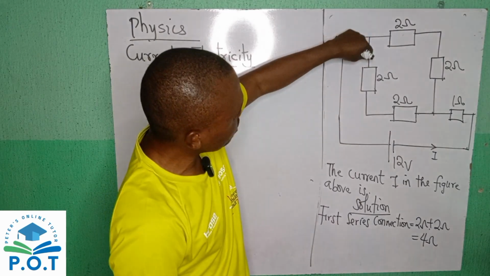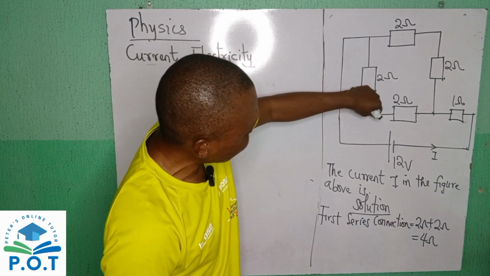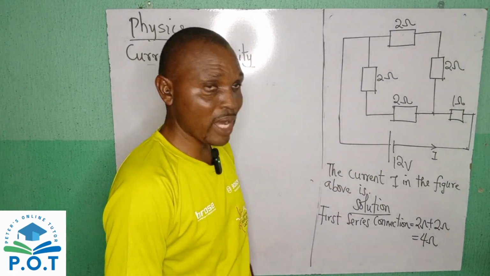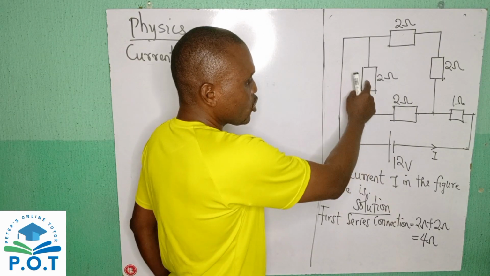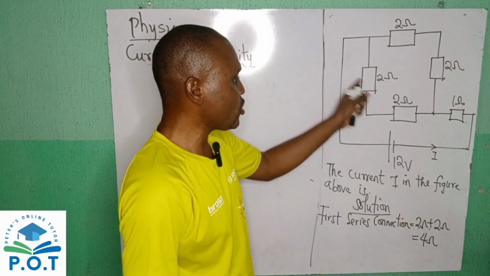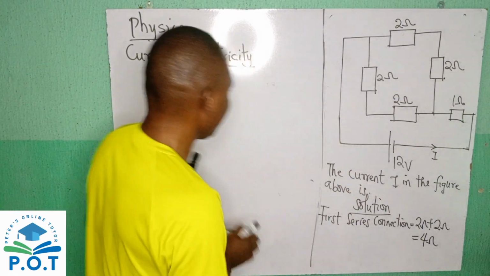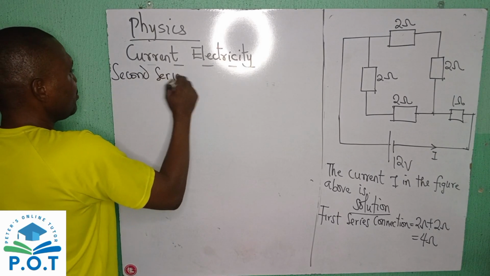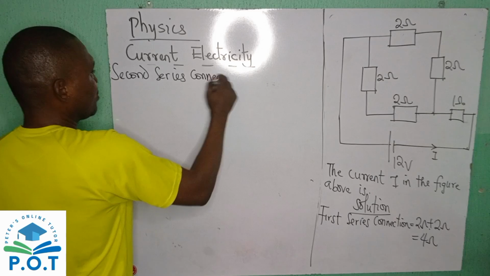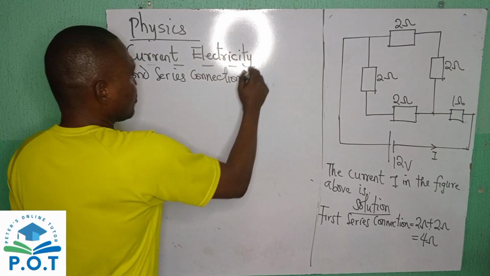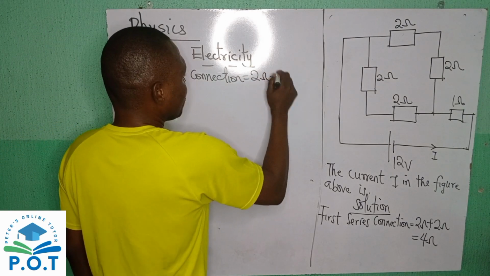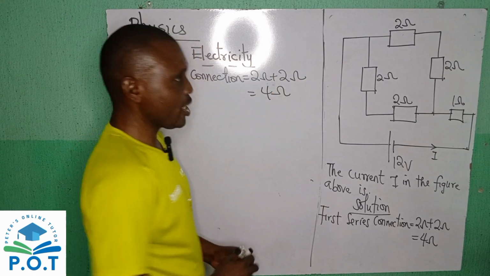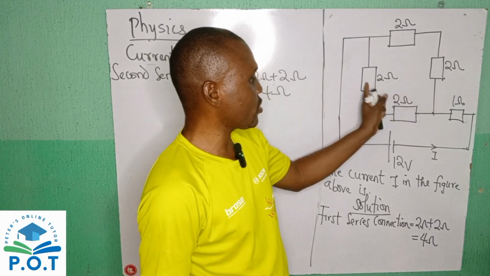If a current passes through these 2 ohms and travels and enters this particular 2 ohm, we say that this and this are also what? In series. Why? The same current is passing through this 2 ohm and this 2 ohm. So these two are also in series. So, second series connection: 2 ohms plus these 2 ohms, we'll be having what? 4 ohms. So we have solved this two to get 4, and we've solved this two to get 4.